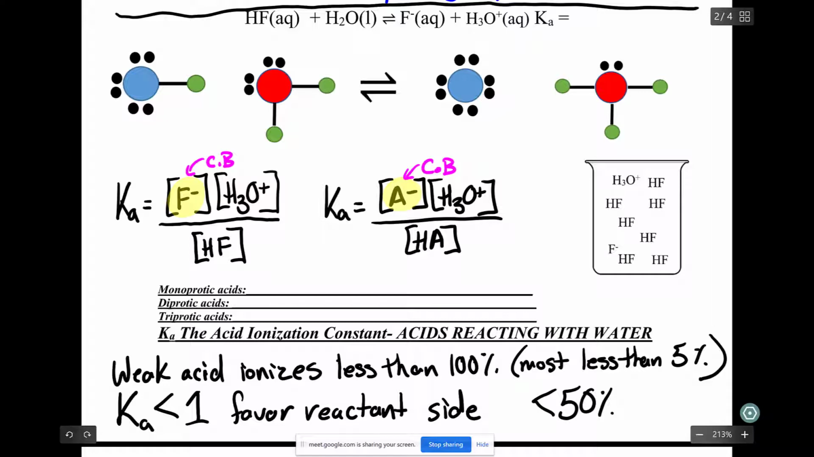The HF on the bottom, or HA, those basically represent the same thing. They represent the weak acid. And in the case of HA here, this would actually be called a weak monoprotic acid. Mono meaning one, protic meaning hydrogen. It has one hydrogen. Monoprotic weak acid.